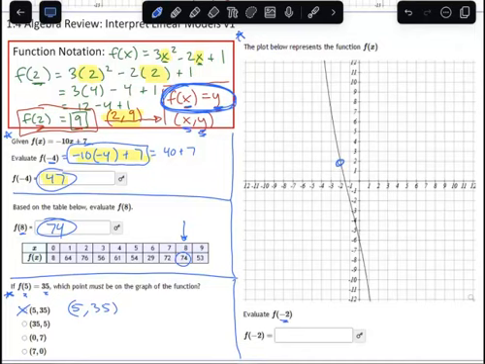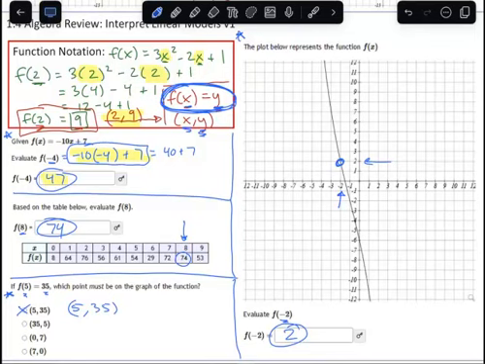Perfect. So you look on the graph, right? When x is negative 2, go up on the graph and see what is the corresponding y value, and you see that it is 2. Well done. All right, questions on function notation?